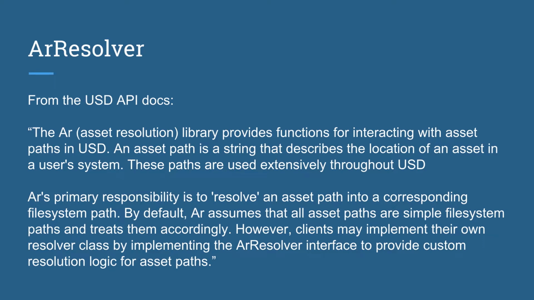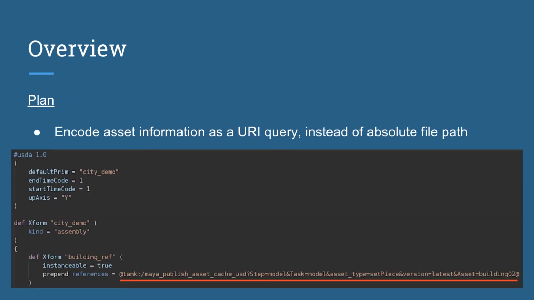our custom URI query. So our general overview for this was that we wanted to encode our asset information as a URI query. Down the bottom is an example of a typical USD document using references, and that's our URI query down there, and so that's how we wanted it to work.